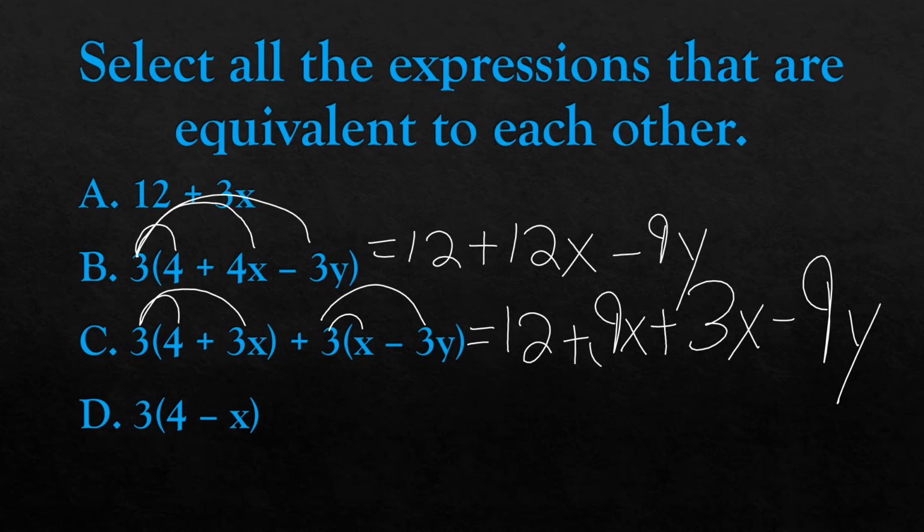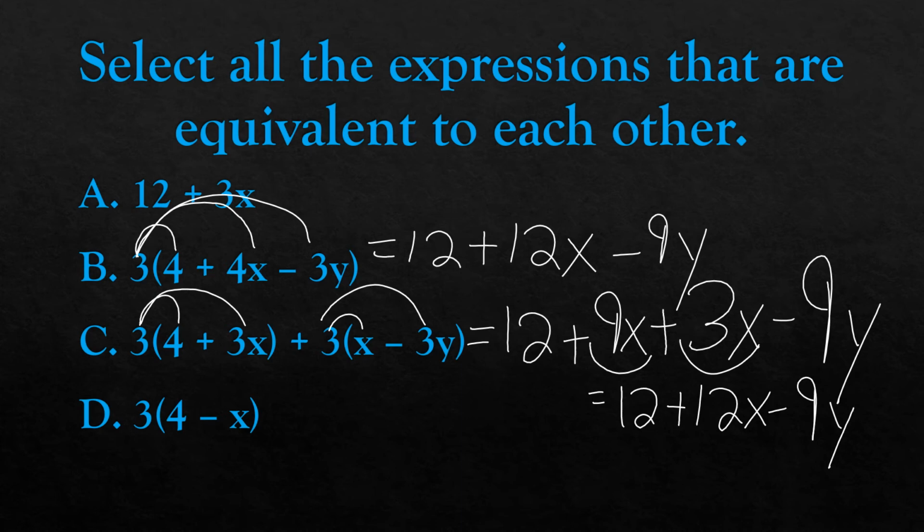So we've got 9x plus 3x. They're in the same family. They're like terms. So we've got 12 plus 12x minus 9y. I'm already seeing something. Yay! B and C are looking the same. But let's continue going just in case.